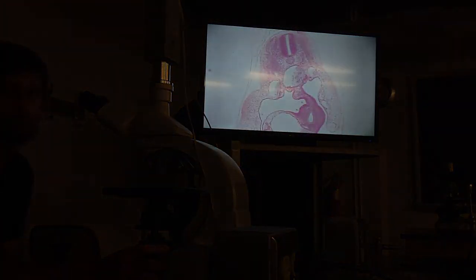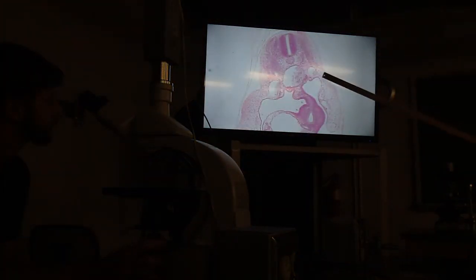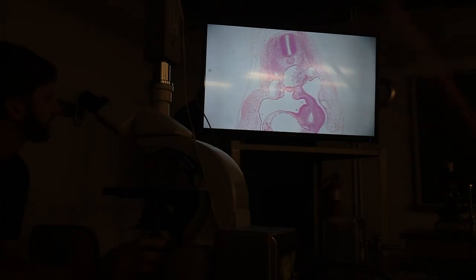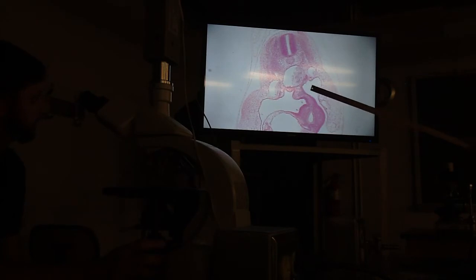The posterior cardinals. Actually, kidney formation is going to begin here and there. So we're almost at kidney. Dorsal aorta, posterior cardinals, dorsal mesentery.